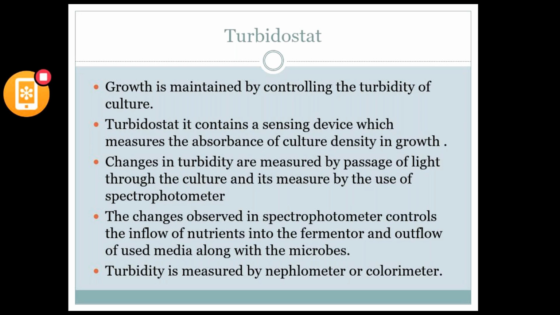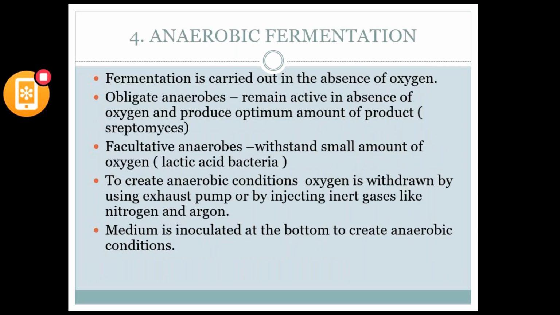The measure of turbidity is generally done by using a spectrophotometer. We all know what a spectrophotometer means. It generally works on the principle of Beer-Lambert's law. So, next slide. And this is how we maintain a continuous fermentation technology by using the chemostat and turbidostat, which are a part of homogeneously mixed bioreactors.